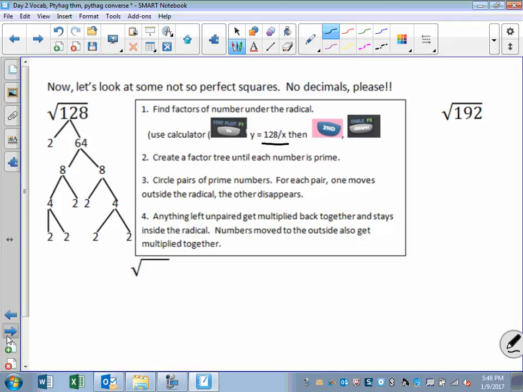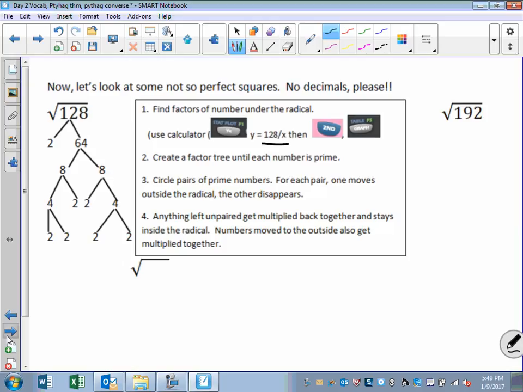Now the key here is you want to go down the line and use the factor tree until you find each number that is prime. And then you're going to look at all the numbers that are left and multiply them together. So let me show you that. So over here, we got 2 and 64 first. Okay? And then 64 factored 8 and 8, and that 4, 2, and then 2, 2 at the bottom.